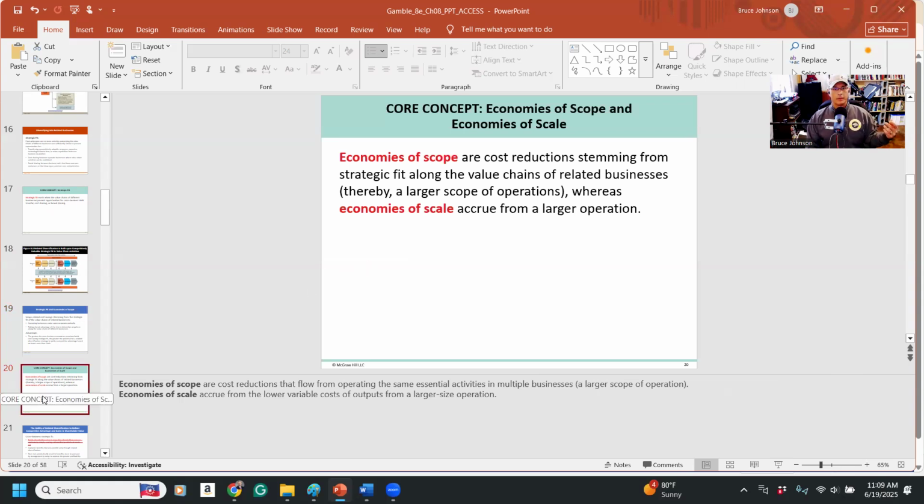I'm not going to go through economies of scope and economies of scale. Always remember economies of scale are the ability to do more as you get bigger. Economies of scope are kind of, well, what are we going to do here and what are we going to get good at versus what are we going to ignore?